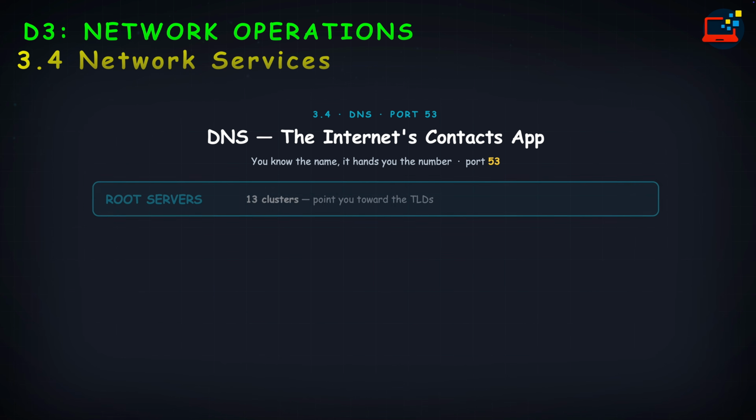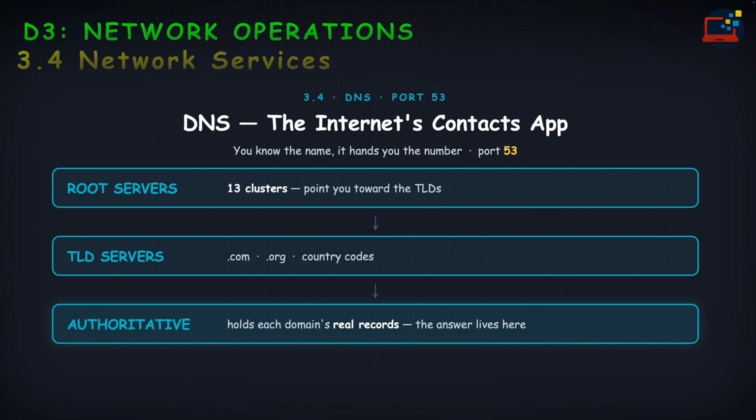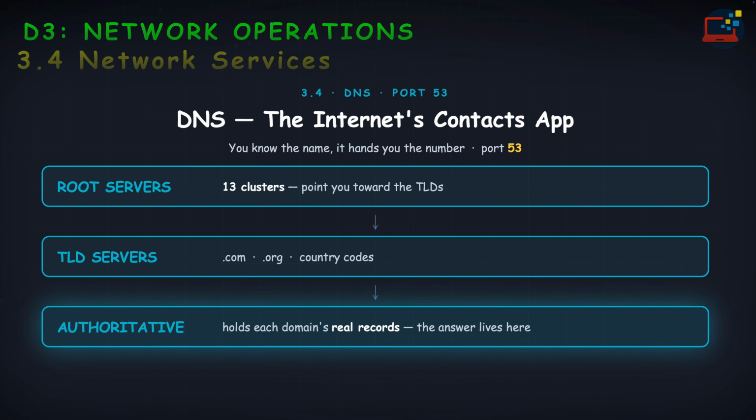Now DNS, the domain name system, which translates names into IP addresses. DNS runs on port 53. It's the Internet's contacts app. You know the name, it hands you the number. At the top of the system sit the root servers, 13 clusters that point you toward the top-level domains, the .com, the .org, the country codes. Below them sit the servers authoritative for each individual domain.